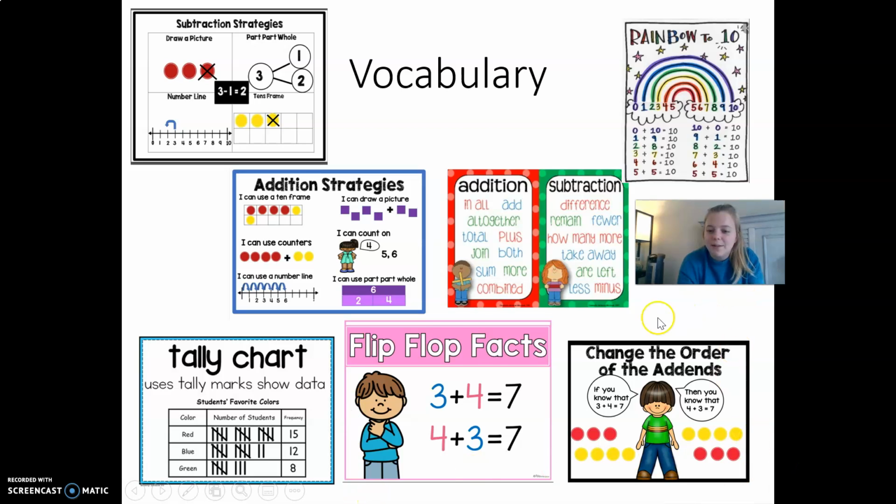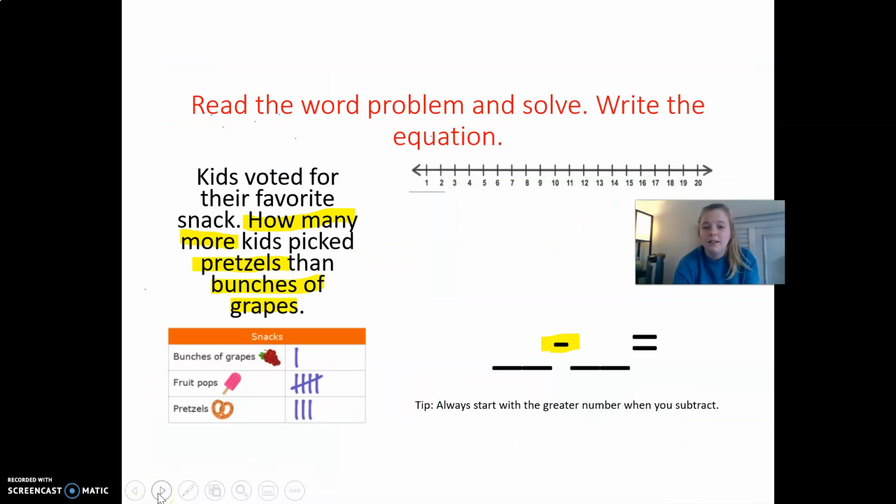And then we've talked a lot about flip-flop facts this week. So when you take the two add-ins and you can switch them and get the same total. It's also known as the commutative property. It's the fancy word for it.